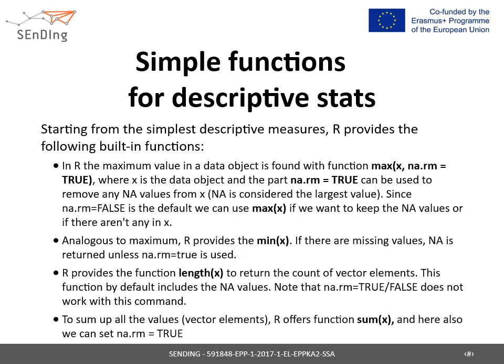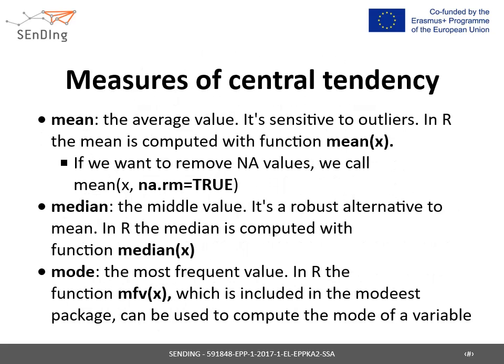To sum up all the values of vector elements, R offers function sum(x), and here also we can set na.rm = TRUE. The most commonly used measures for central tendency include the mean, the median and the mode. Mean is the average value. It's sensitive to outliers. In R the mean is computed with function mean(x), and we can also set the value of na.rm to either TRUE or FALSE.